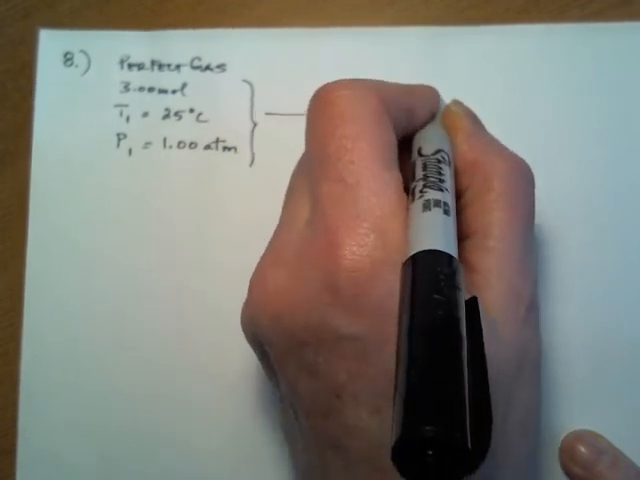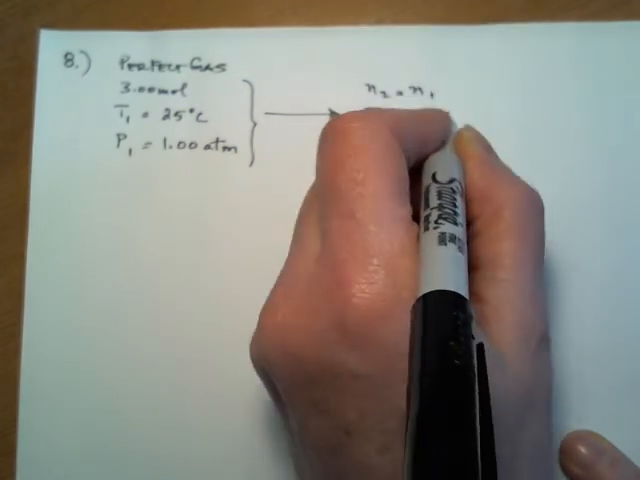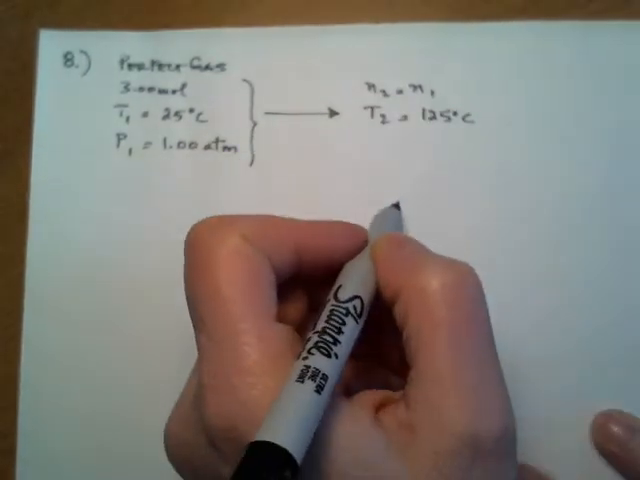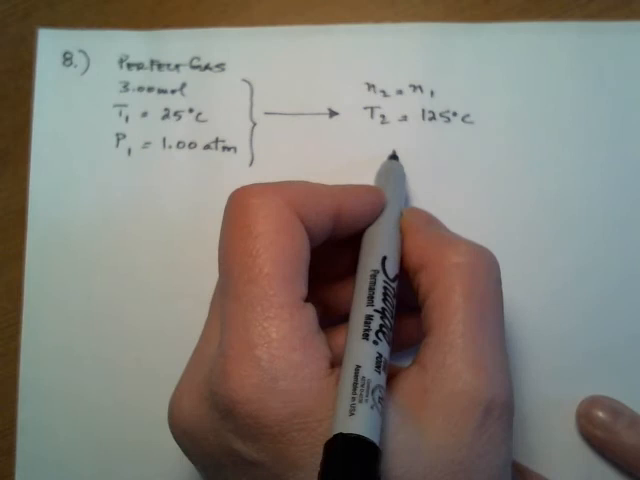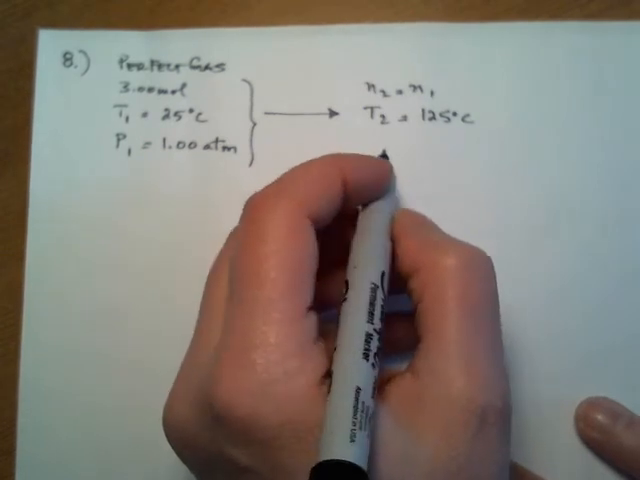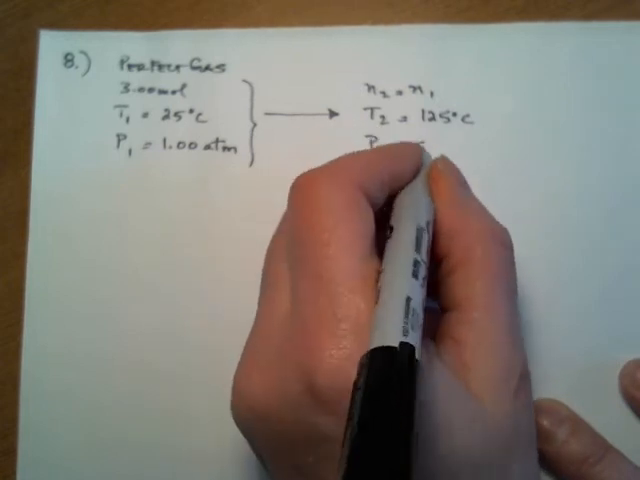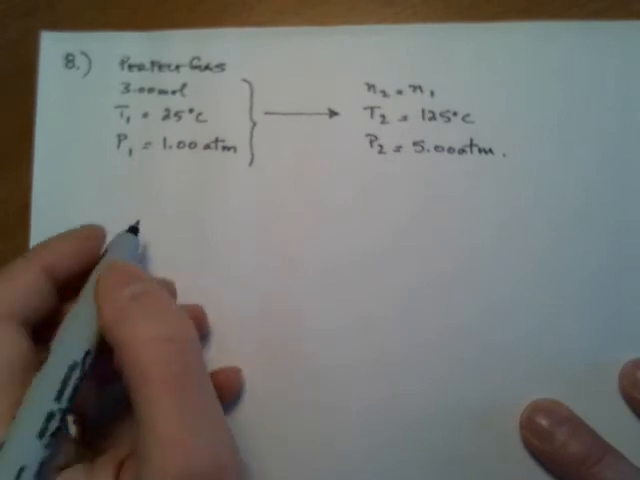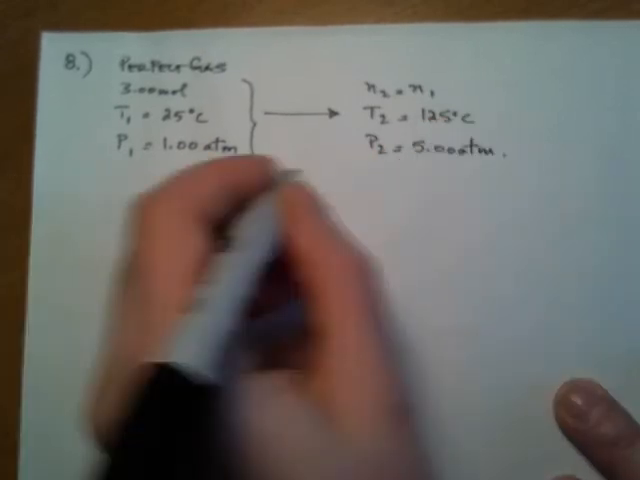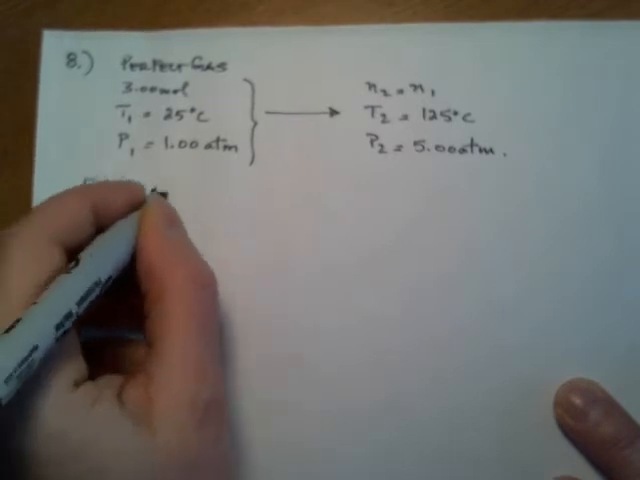Of course, it's closed. N2 is equal to N1. T2 is 125 degrees Celsius. Just going to fix the focus here. This seems to make it work. I don't know why. T2. P2 is 5. And we are asked to find delta S.